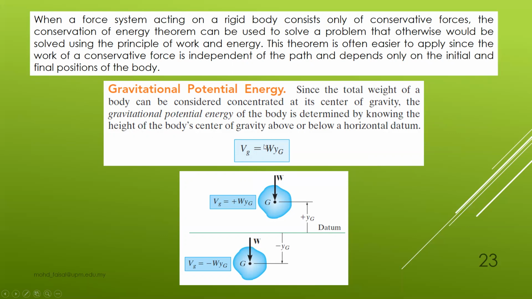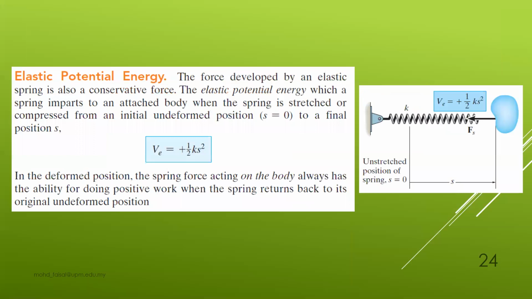Here what we have is the gravitational potential energy. Of course you will look into the datum. What is datum? Datum is a reference point, like in this case, this is your zero or your ground level. That is in general the definition of it. We also have elastic potential energy, like the spring.